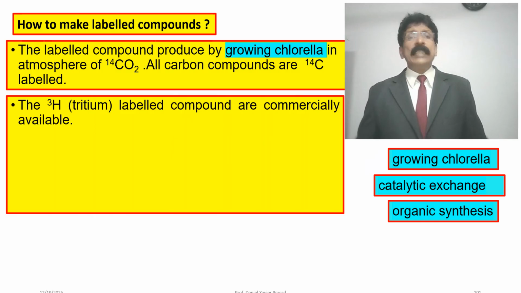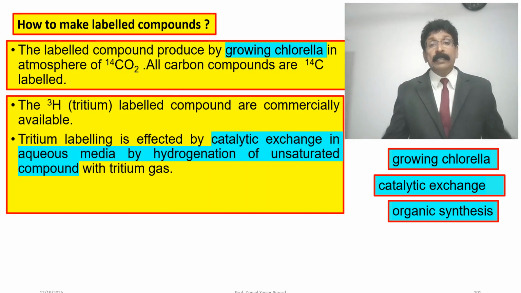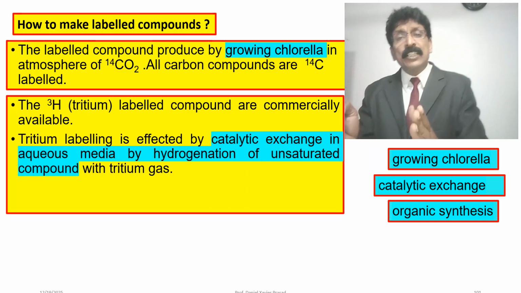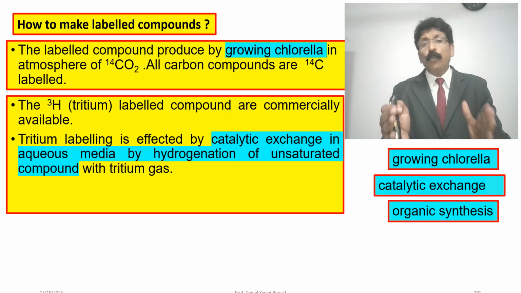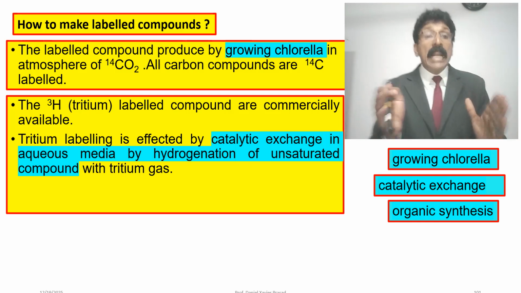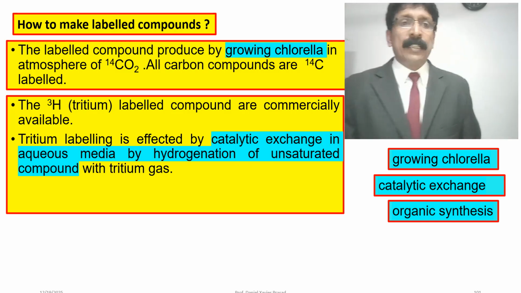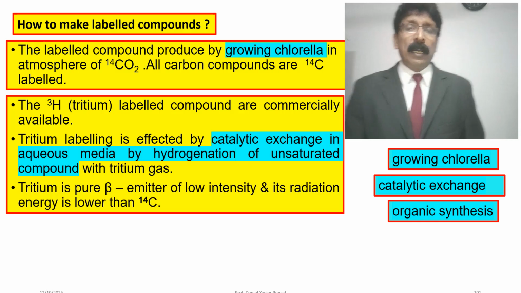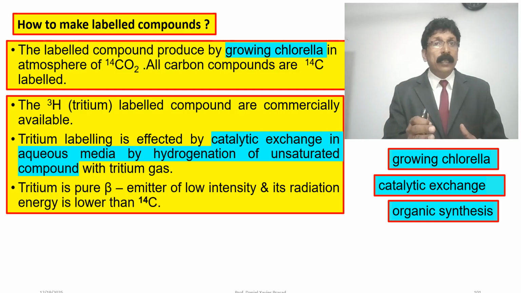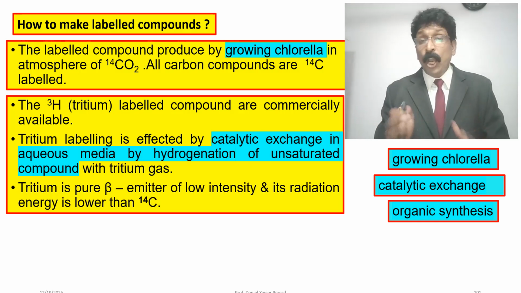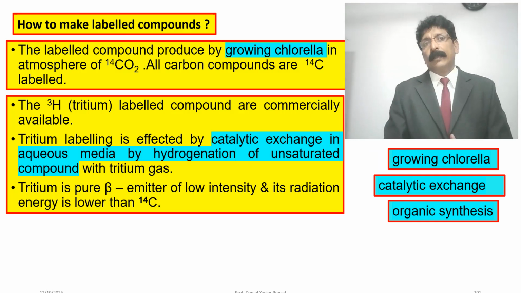And you can see tritium labeled compound is commercially available. How is the tritium labeling effected? By catalytic exchange in aqueous media, or by hydrogenation of an unsaturated compound with tritium gas, it is possible to get a 3H compound. And tritium is a pure beta emitter, a pure beta emitting radiation, with low sensitivity, and its radiation energy is lower than carbon 14 isotope.